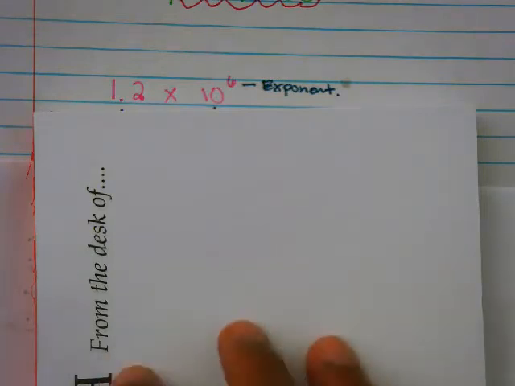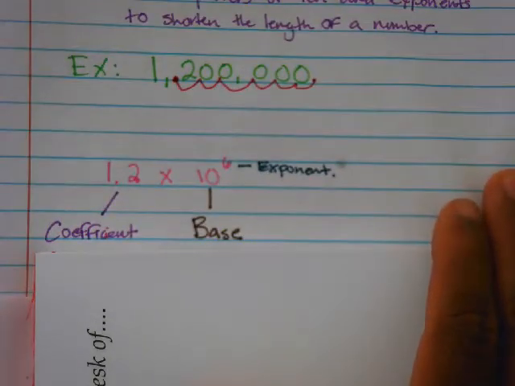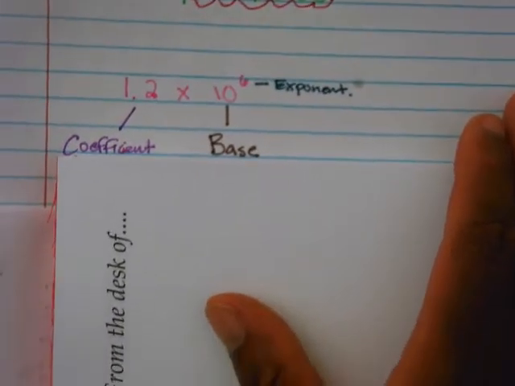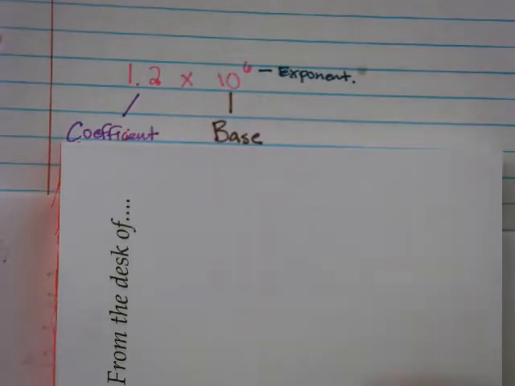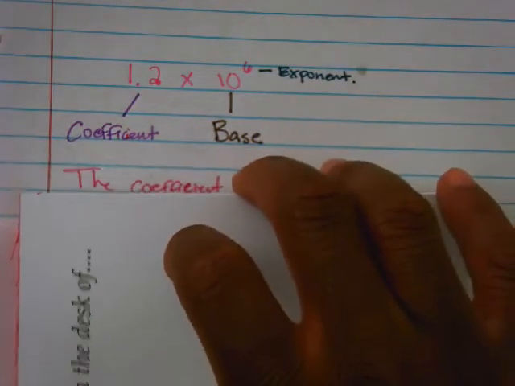Let me zoom in on it. So that would be the scientific notation for that number. For 1,200,000, the scientific notation is 1.2 times 10 to the 6th. And so again, it's just taking large numbers and making them more manageable to look at, right?